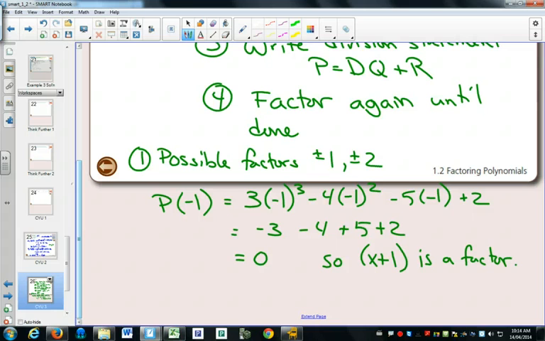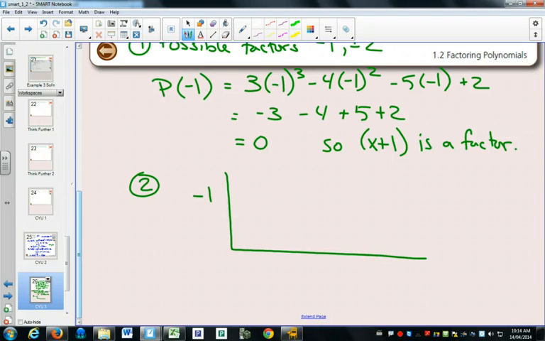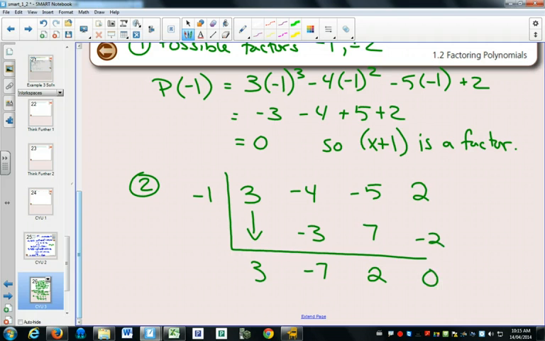So now we've done step 1. We've found one of our factors. We can go to step 2, which is using our synthetic division. Our coefficients were 3, -4, -5, and 2. Bring down the 3, multiply 3 by -1, add. Negative 1 times 7 is 7, add. And it looks like our original mental math in step 1 was correct because we get a remainder of 0.